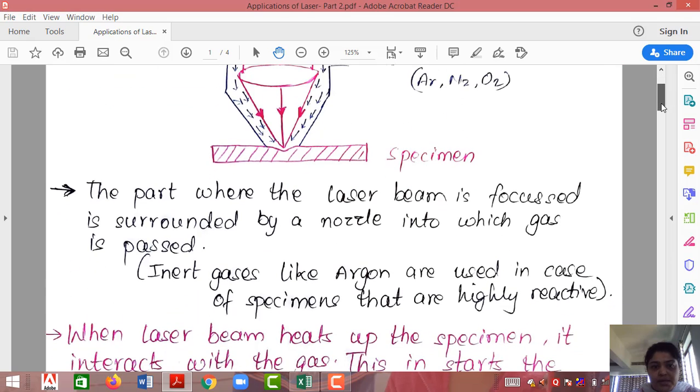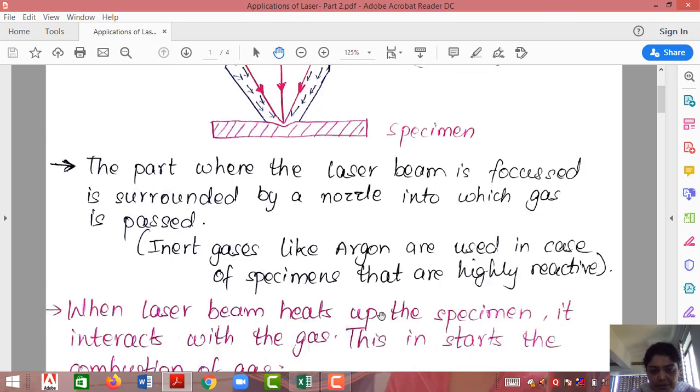Let us see how it works. The part where the laser beam is focused, we're talking about this point over here in the diagram, is surrounded by a nozzle into which a gas is passed. Inert gases like argon are used in case of specimens that are highly reactive.